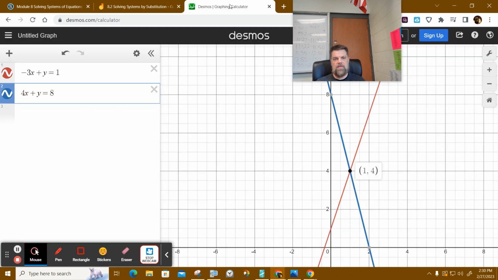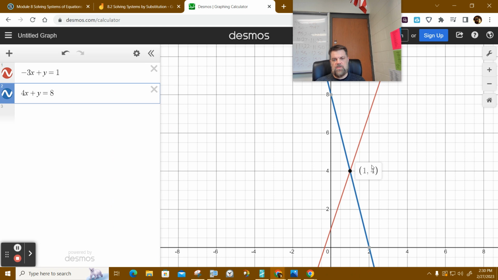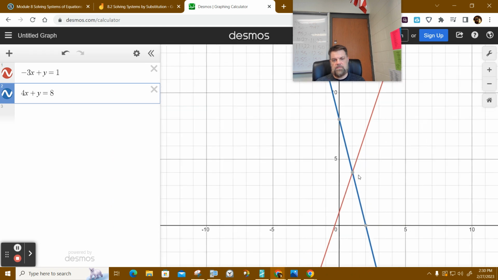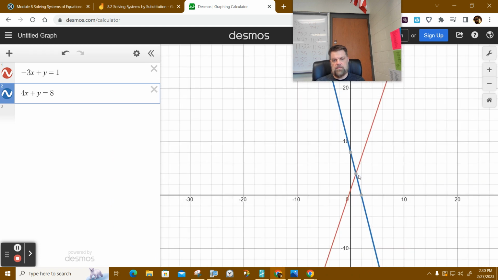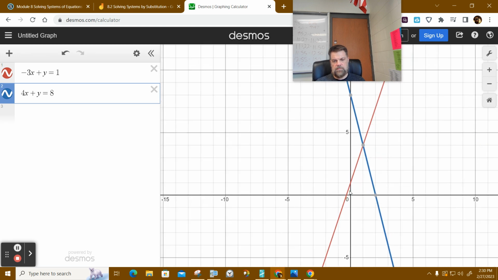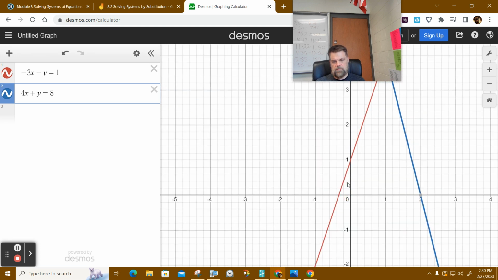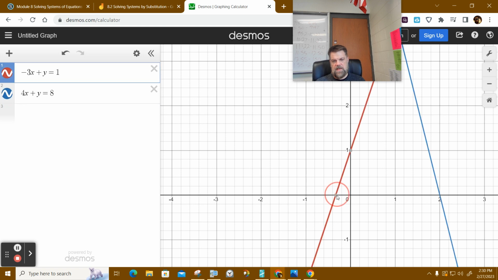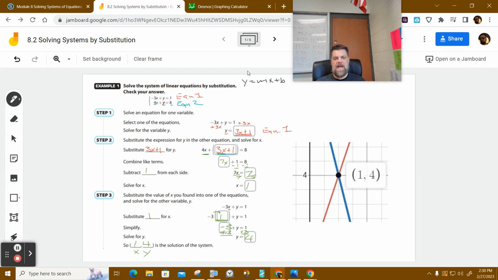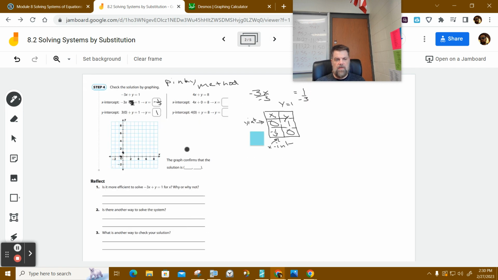I don't have the whole thing, but if I zoom out a little bit, let me zoom in here. You can see that this right here is 1/3, and this is 1. See how that worked? So let's go back, and we know that's true.